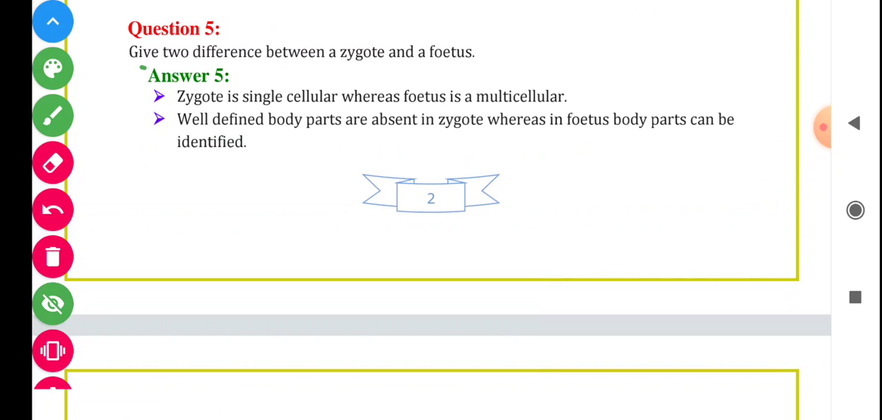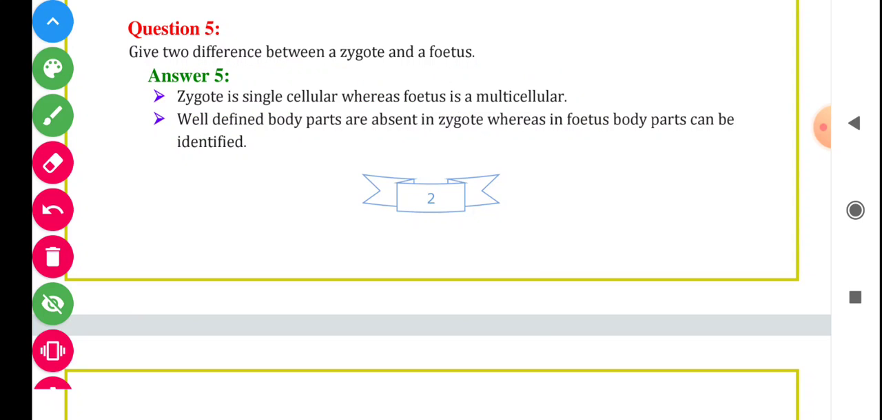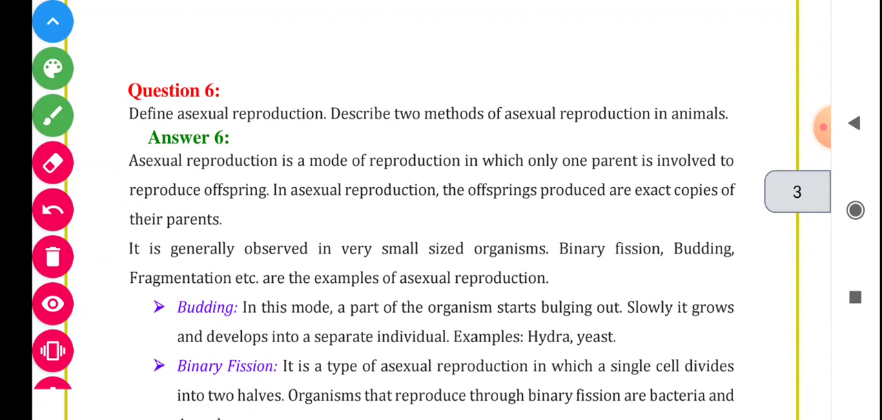Question number 5. Give two differences between a zygote and a fetus. What is the difference between the zygote and the fetus? Zygote is a single cellular part, while the fetus is multicellular, because the fetus has many parts of the human body like ears, brain, lips, nose, skin. Many types of cells are associated with the fetus, so it is a multicellular part. Second, well-defined body parts are absent in the zygote, whereas in the fetus body parts can be identified. So this is the basic difference.